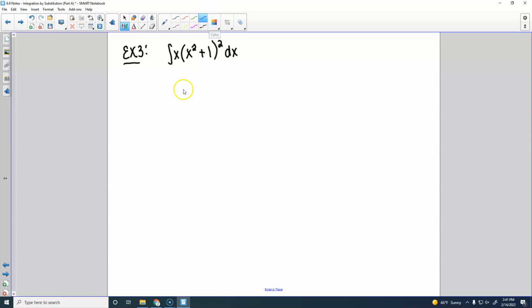Selena, what's the inside part? What's the u going to be for this one? Very good. And so our du, what's that going to be? Not just x, 2x. Is it okay with you guys if I go ahead and just put that dx over here? Okay, because it's not coming from the original problem. We're taking the derivative of x squared plus 1. The derivative of x squared is 2x. That's what the d stands for.